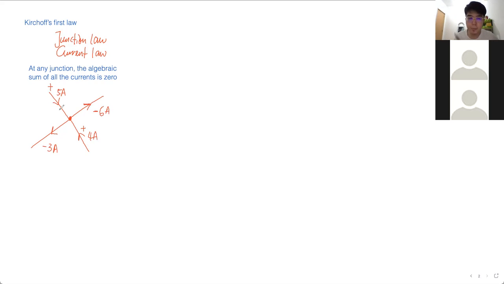If you take the sum of the current at this junction, it is positive 5 plus positive 4, plus minus 6, minus 3. I'm adding it up algebraically, taking the algebraic sum. Adding everything, you get 9 minus 9, which is 0. So I can say that the sum of the current, sigma I, is equal to 0.